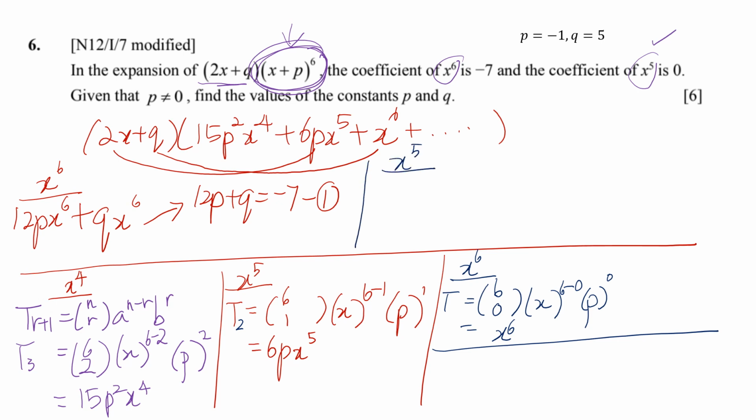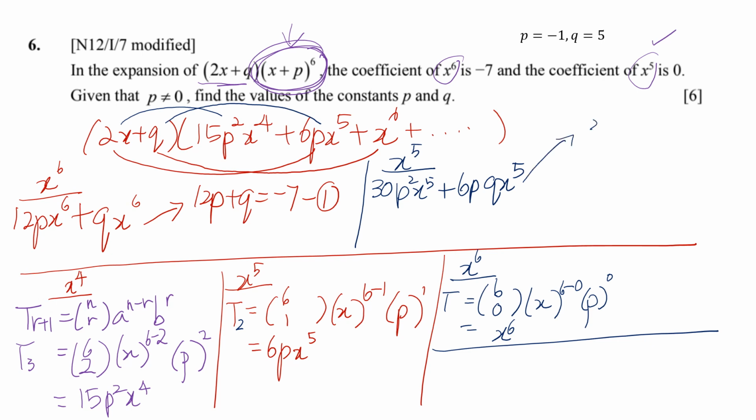Alright, then let's go on to find your x to the power 5. X to the power 5 will be getting 2x times this. That will be 30p squared x to the power 5. And then q times this. That will be 6pq x to the power 5. Okay, and we are told that the coefficient of this x to the power 5 is 0.